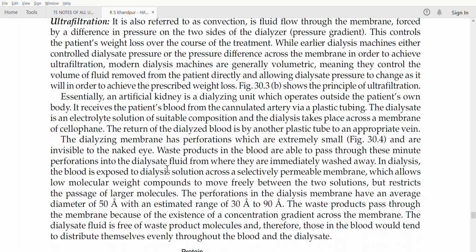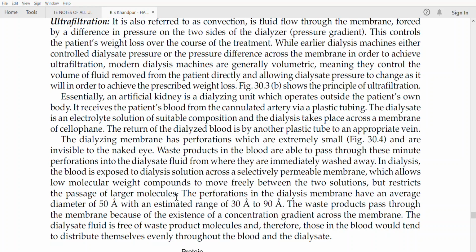The dialysis membrane has perforations which are extremely small and invisible to the naked eye. The waste products in the blood are able to pass through these minute perforations into the dialysis fluid, from where they are immediately washed away. In dialysis, the blood is exposed to dialysis solution across a selectively permeable membrane, which allows lower molecular weight compounds to move freely between the two solutions but restricts the passage of larger molecules such as proteins. The perforations in the dialysis membrane have an average size of 50 angstrom units, estimated between 30 and 90.